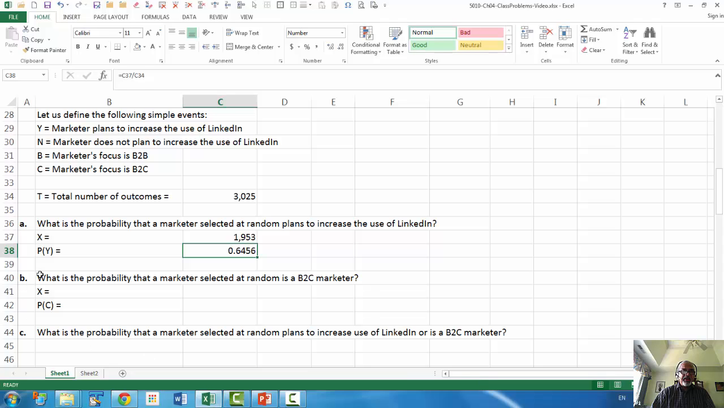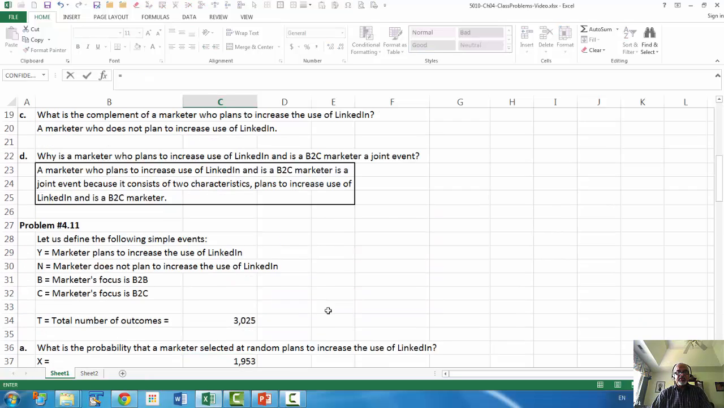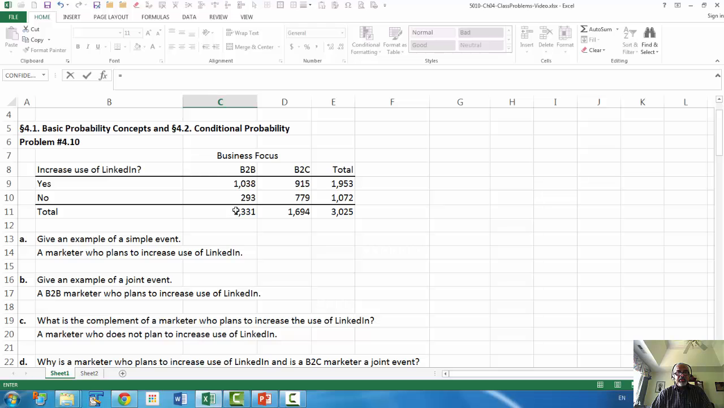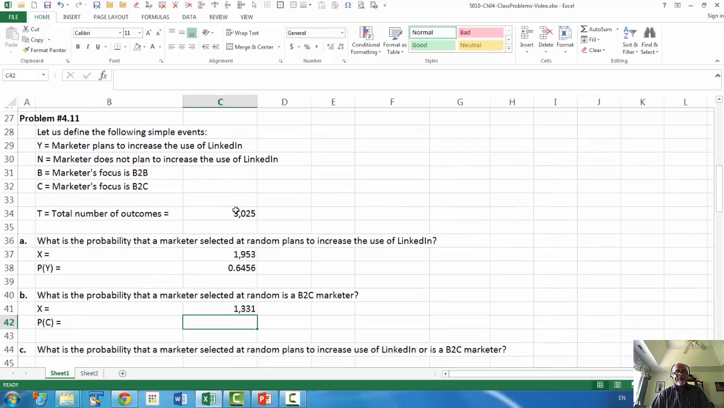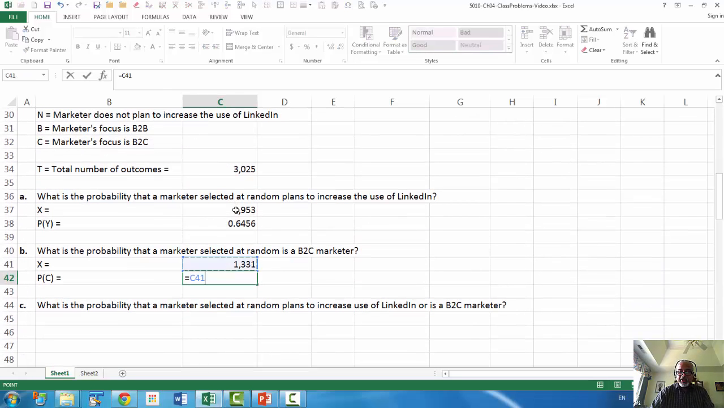Now the next question: what is the probability that a marketer selected at random is a B2C marketer? Again, this is a simple event, B2C, that's it. So the event is C, so X is that. So the probability is X over T.